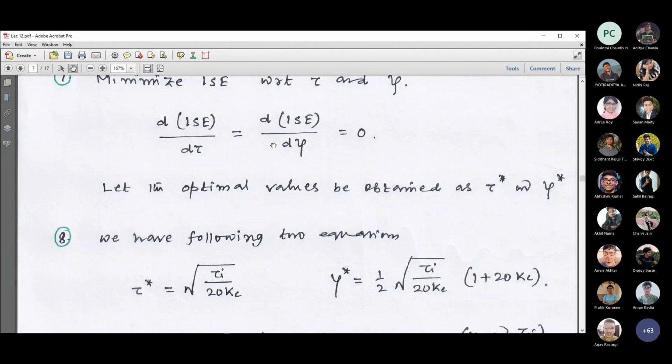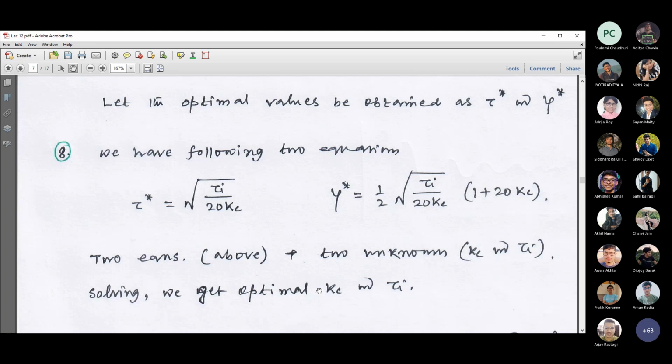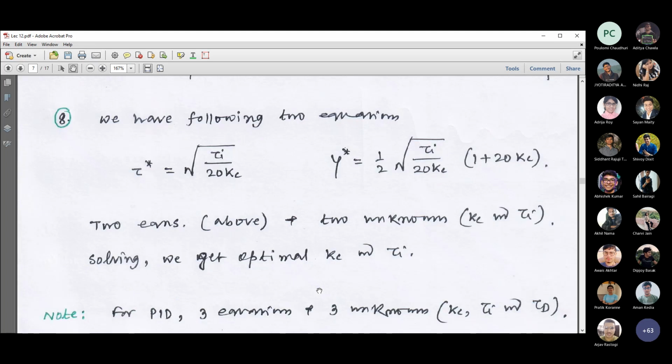So now we have two equations, we have two values, tau prime and zeta prime. Now these expressions we have obtained before. So we are just replacing tau by tau prime and zeta by zeta prime. Now we have two equations and two unknowns. Solve them and get optimal Kc and tau y values. Just solve them and find Kc and tau y.